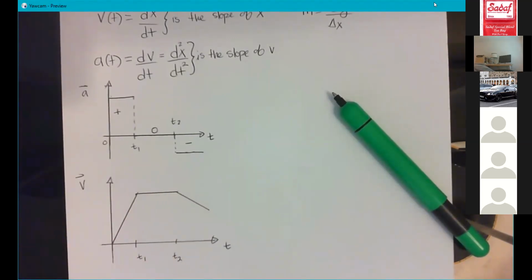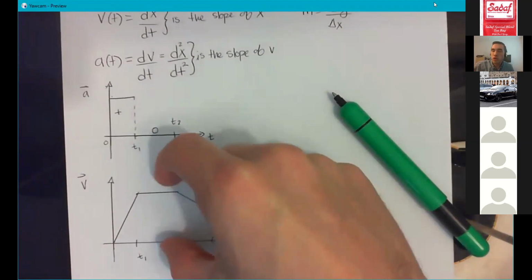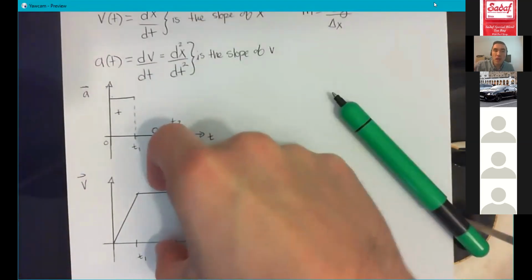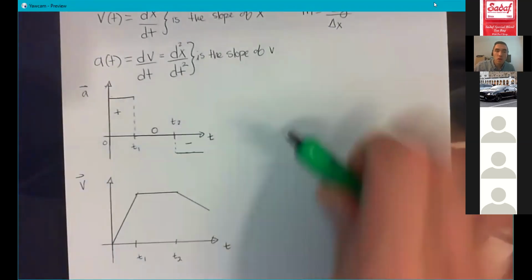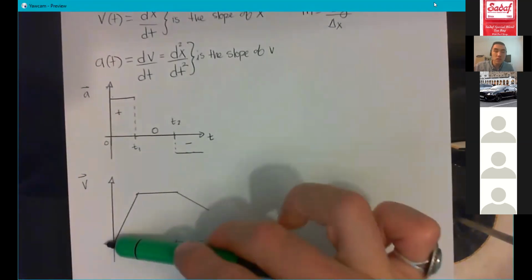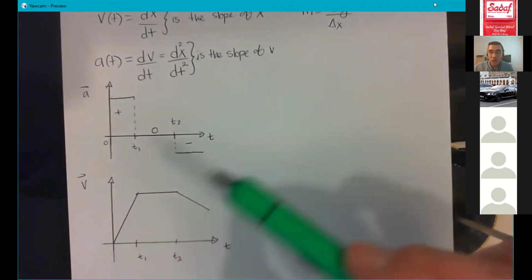It would only affect that starting position. So the picture would be exactly the same, but if we were starting off at some positive velocity, then it would be shifted up. If we were starting at some negative velocity, it would be shifted down. All you have to do to fix that, if you did this wrong or you didn't notice that we had some initial velocity, is change the definition of this axis from 0 to whatever number the initial velocity was.